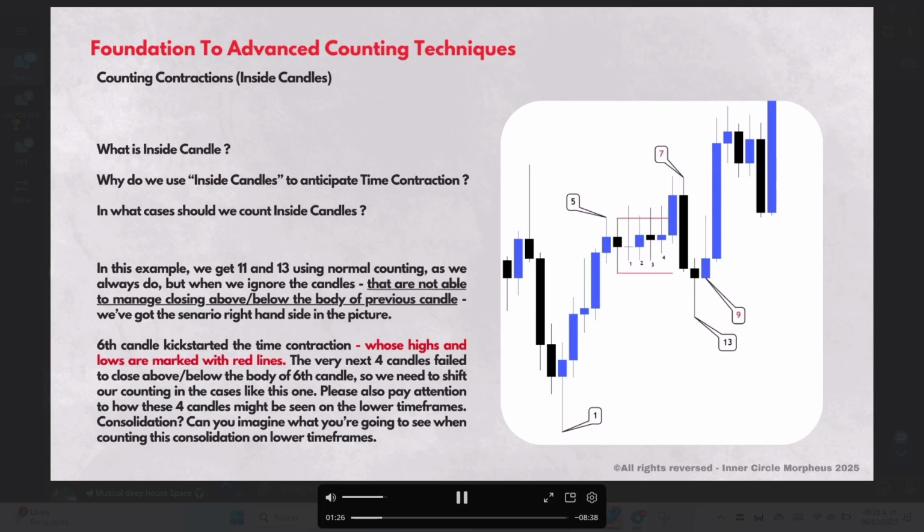But when we ignore the candles that are not able to manage closing above or below the body of previous candle, we've got the scenario right-hand side in the image. Sixth candle kick-started the time contraction, whose highs and lows are marked with red lines. The very next 4 candles failed to close below the body of the 6th candle, so we need to shift our counting in the cases like this one. Please also pay attention to how these 4 candles might be seen on the lower time frames. Consolidation? Can you imagine what you're going to see when counting this consolidation on lower time frames?